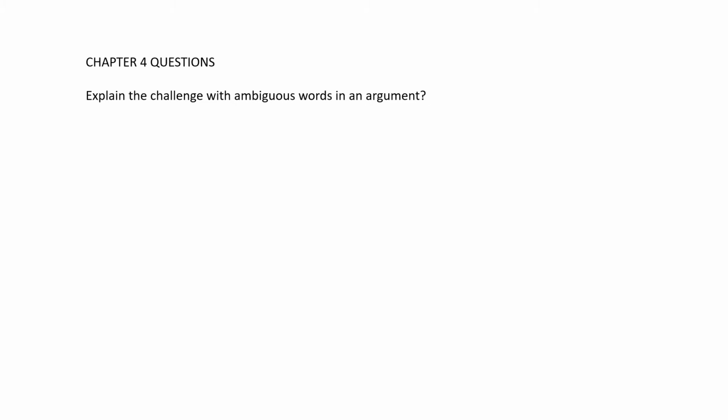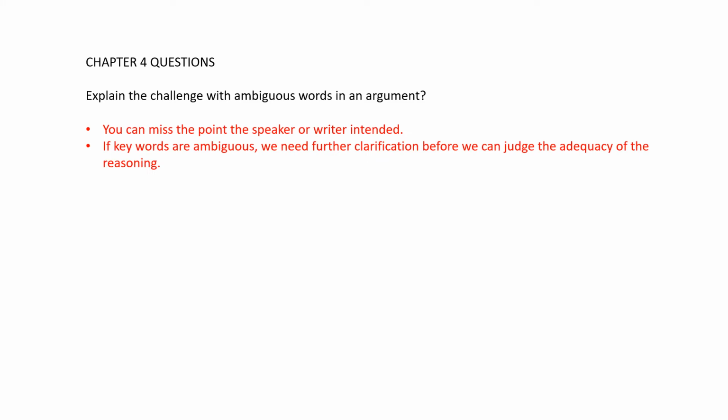Chapter 4 had a couple of questions also, okay? And I'm only going over a few questions, not all of them. For chapter 4, one of the questions I asked you was, explain the challenge with ambiguous words in an argument. When I use the word ambiguous, I am referring to words that can have multiple meanings, words that are vague or unclear, words that can be defined many ways, okay?